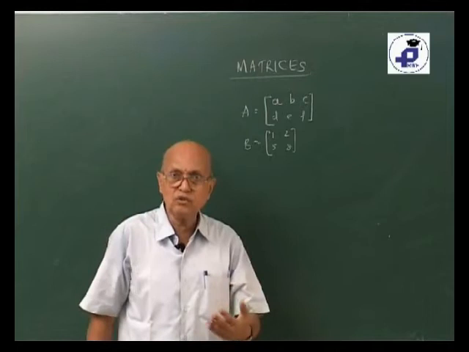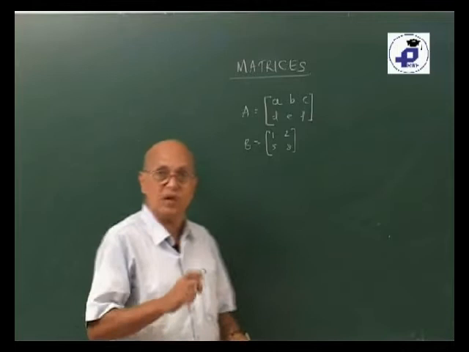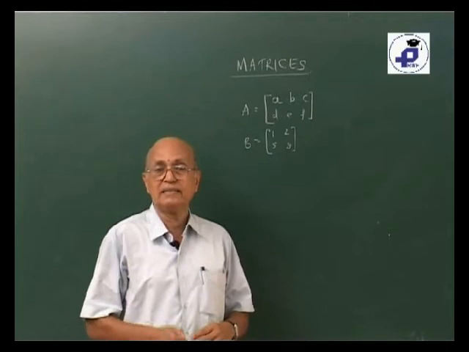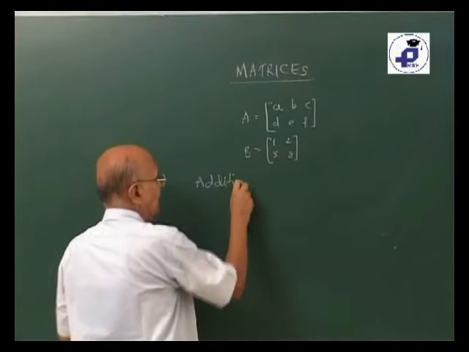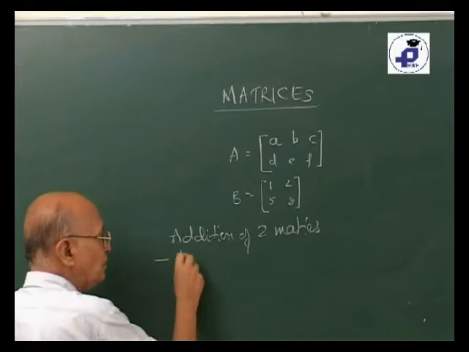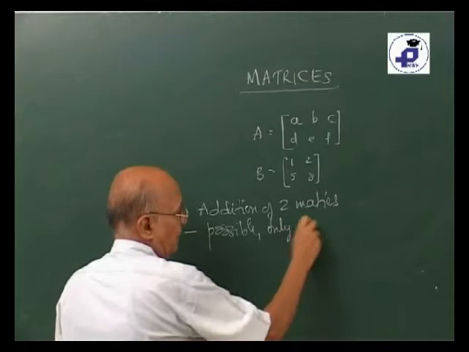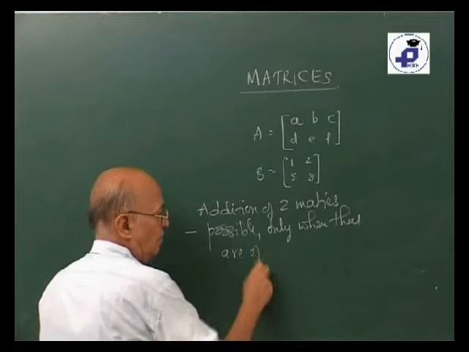Now you are expected to study the addition of two matrices. How to add two matrices, and when can you add two matrices? The heading is addition of two matrices; two or three matrices is possible. When is it possible? Only when they are of the same order.